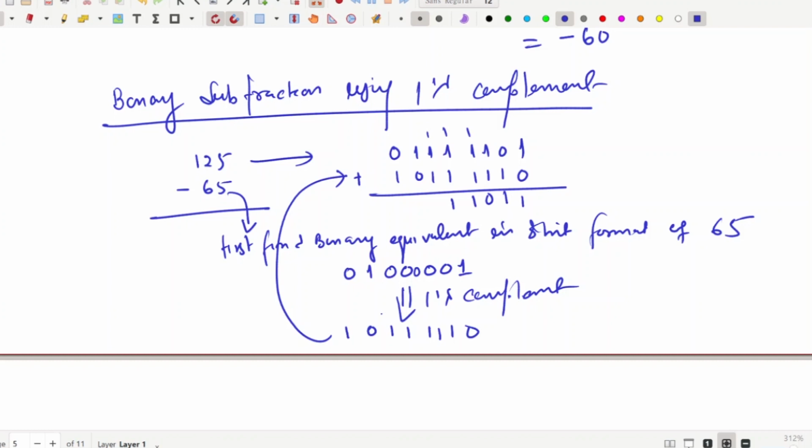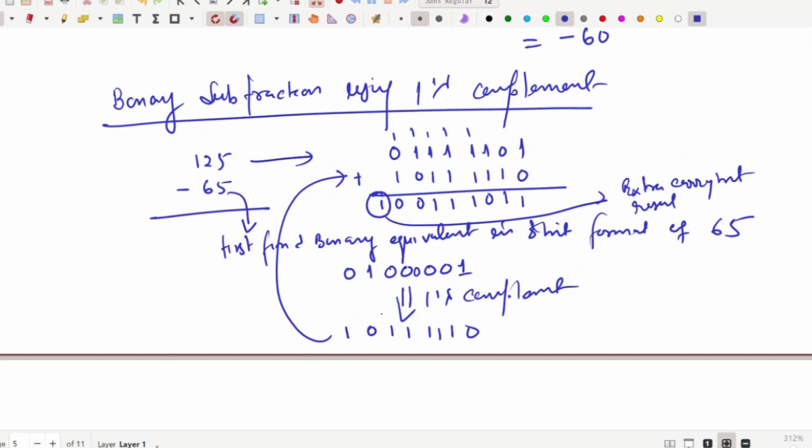Here there is an extra bit in the result, because we add two numbers in 8-bit format and the result should also contain 8 bits, but here there is an extra carry bit. So just like in 2's complement, if there is an extra carry bit, it means the result is positive. Now the question is, what is the result?